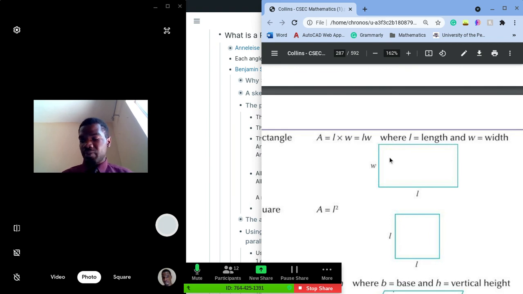What would happen as a result is that the area of the parallelogram is going to be equal to the area of the rectangle ABEF. Alright? Everybody see that?